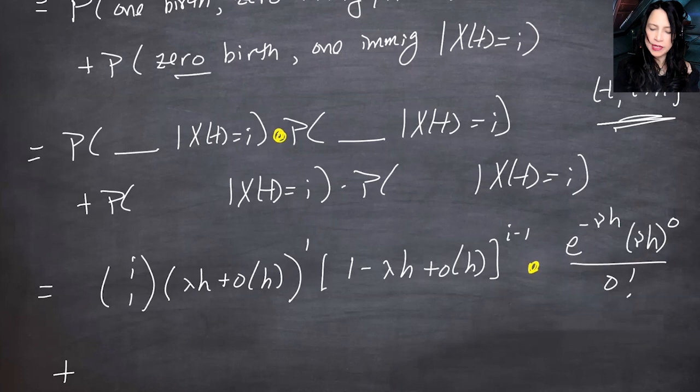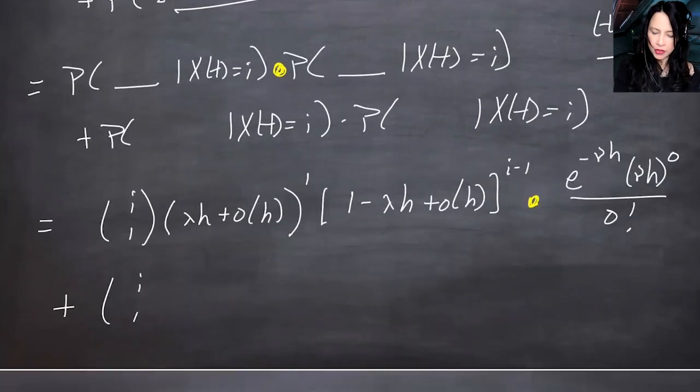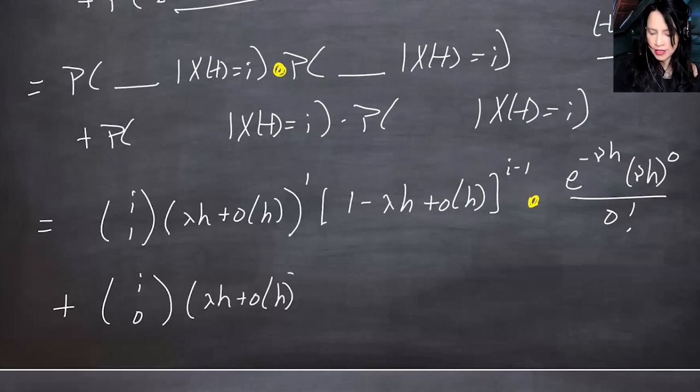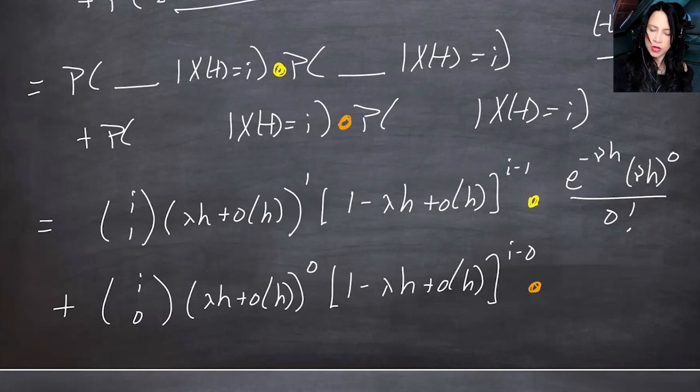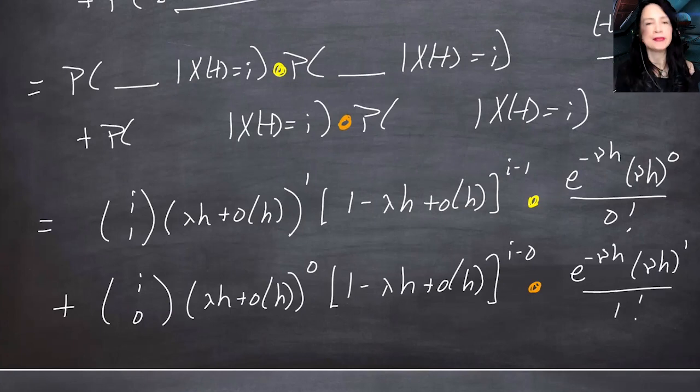Yeah, and so the other case, 0 births. Out of the i people, we have to choose 0 to give birth. The success probability, we get 0 successes, so we get that to the 0 power. We get the rest of the probability to the i minus 0 power, and then I'm going to multiply that by the probability of one immigration in an interval of length h, according to a Poisson process with rate nu. That's e to the minus nu h to the 1 over 1 factorial.